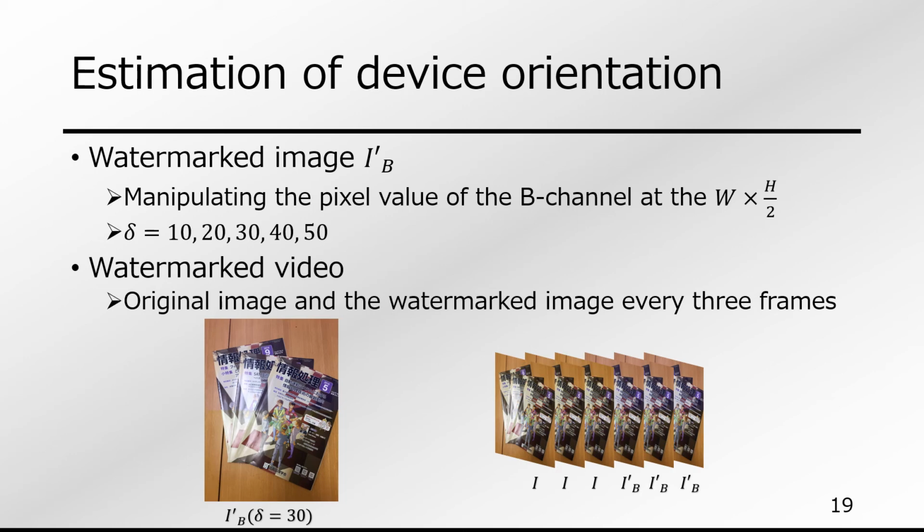A watermarked video was created by alternately connecting the original image and the watermarked image every 3 frames. Similar to the device position estimation, the video was played on the device and a picture was taken with a camera.